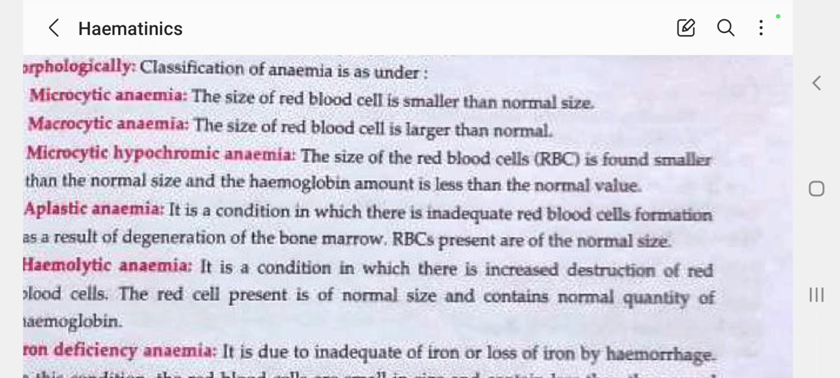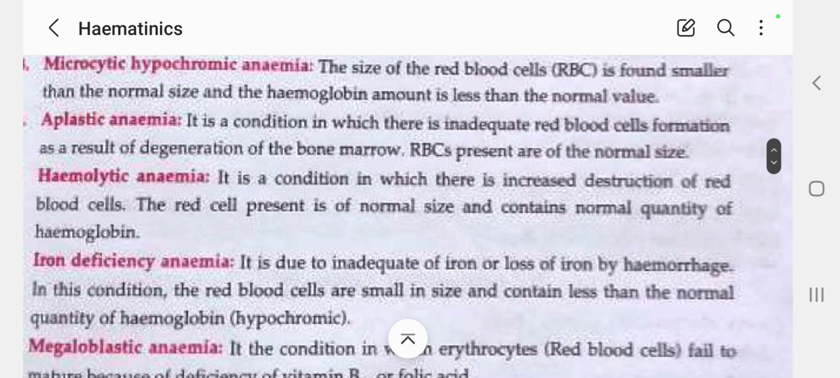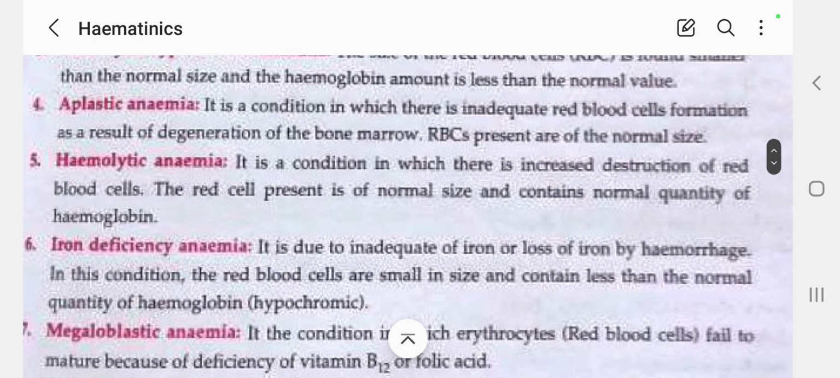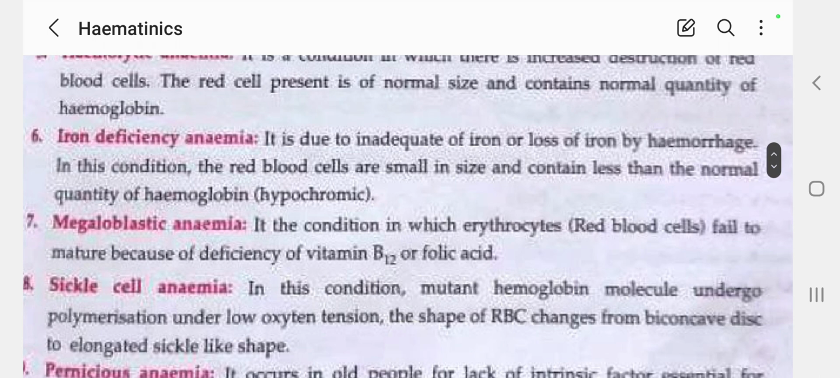Then hemolytic anemia, which is increased destruction of red blood cells. In this condition the red cells are of normal size and contain a normal quantity of hemoglobin. Next, megaloblastic anemia. Aplastic differs from megaloblastic: in aplastic there are inadequate red blood cells. Megaloblastic anemia is a condition in which erythrocytes, that is RBCs, fail to mature because of vitamin deficiency, like pernicious anemia and megaloblastic anemia. For these disorders, we need vitamin B12 or folic acid to overcome the problem.